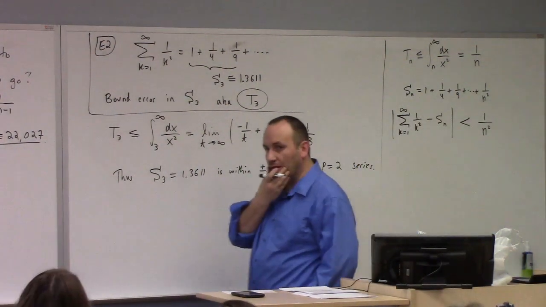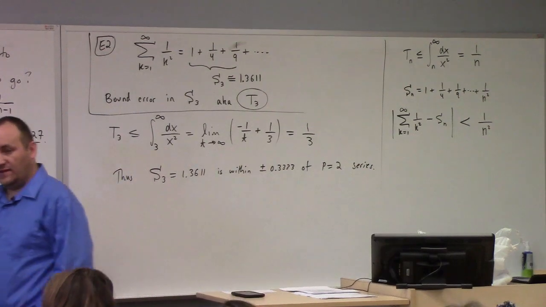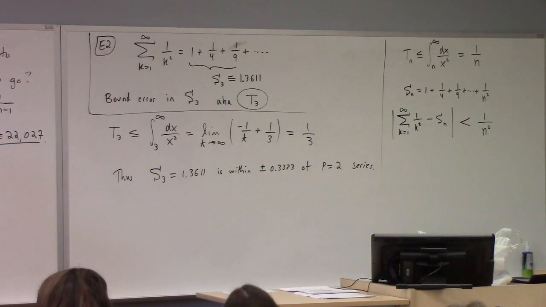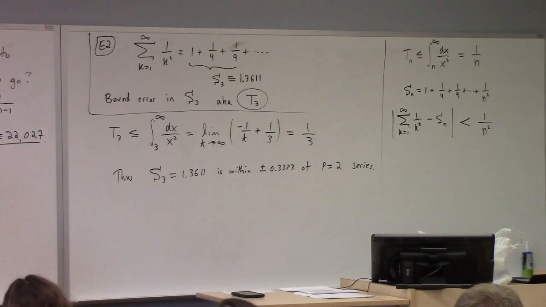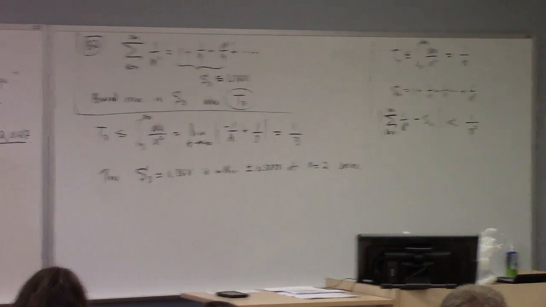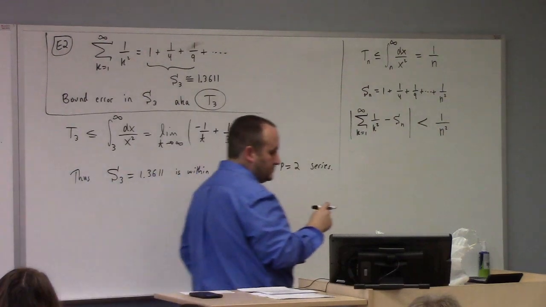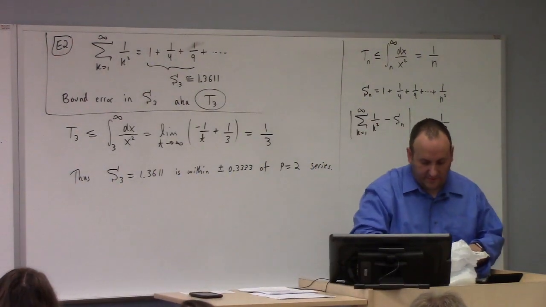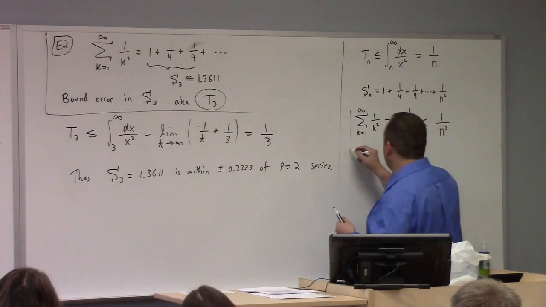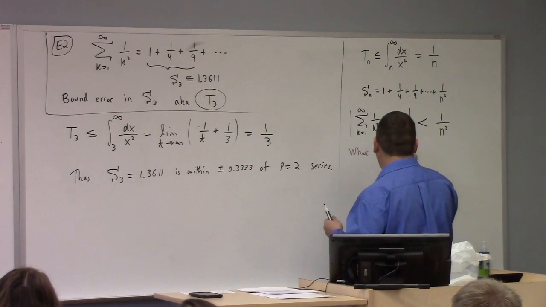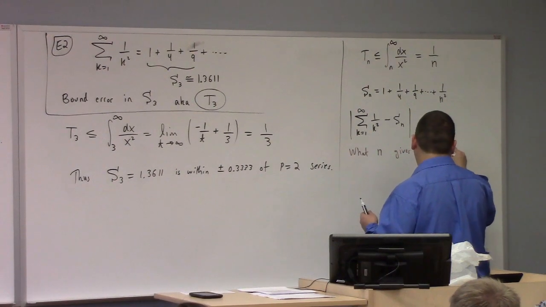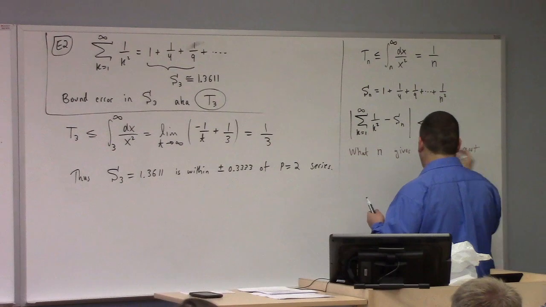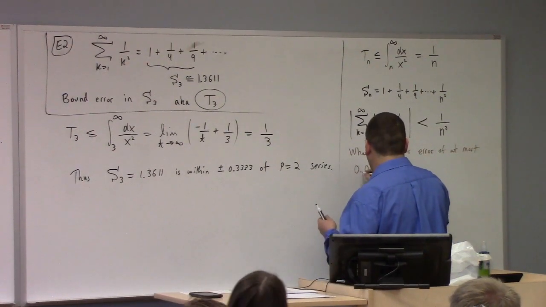So, if we wanted to calculate the p equals 2 series to within 0.01 of the true series, how far would we have to go? This is a question we could ask and answer, right? Does that make sense? Let me write that question down. What n gives an error of at most 0.01?